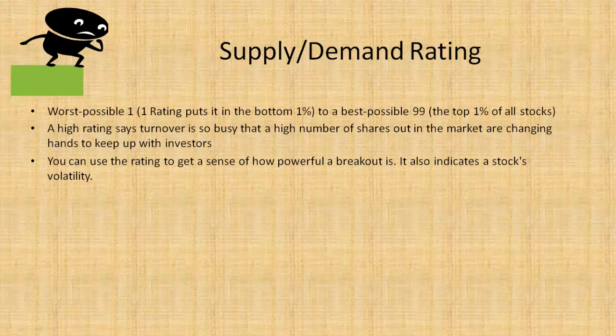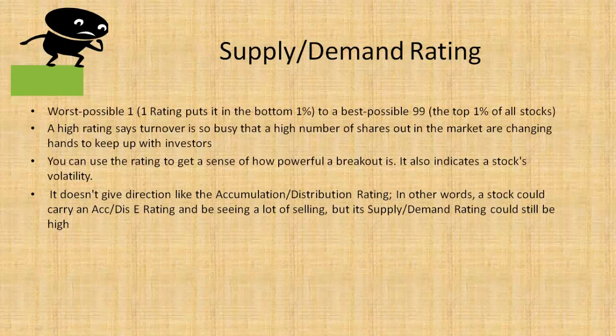You can use the rating to get a sense of how powerful a breakout is. It also indicates the stock's volatility. It doesn't tell you if there's accumulation or distribution in the stock. In other words, a stock could have an accumulation distribution rating of E, which is the worst possible rating, but it could still be seeing a lot of selling.